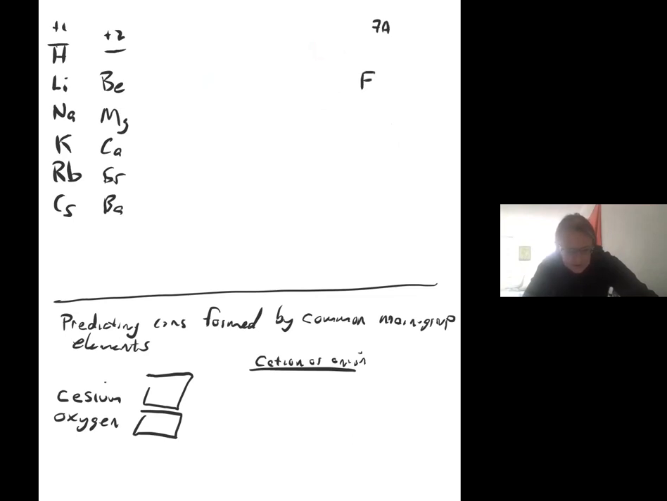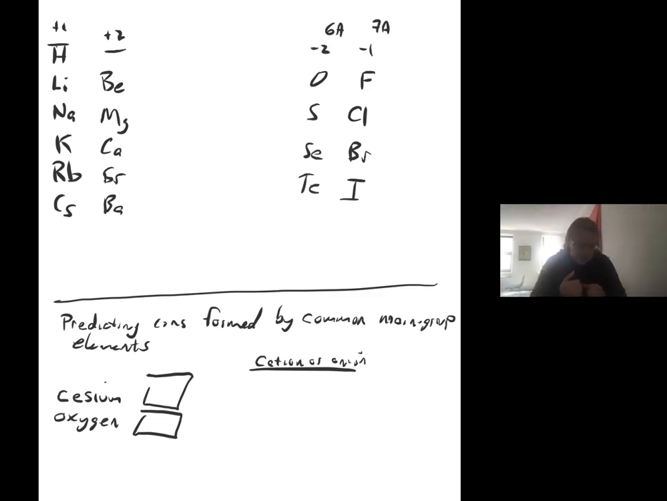F, Cl, Br, and I. These were minus 1. And then group 6A was O, S, Se, Te. These were minus 2. Okay, same idea here. So they're going to give you the elements of those ones that I just told you about.